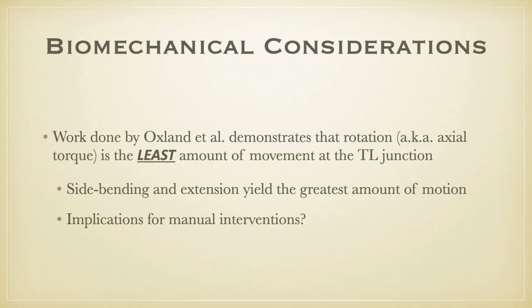Now, on this next slide here, there's something else that I found in researching this topic. This particular author, Oxland et al., they actually demonstrated that rotation in the thoracolumbar junction is the least amount of movement, which, again, goes against everything I was saying leading up to this. But I wanted to point this out because it's out there in the literature, so I think you need to know about it. But the study was not without limitations.